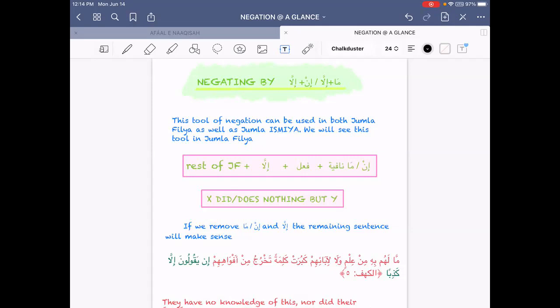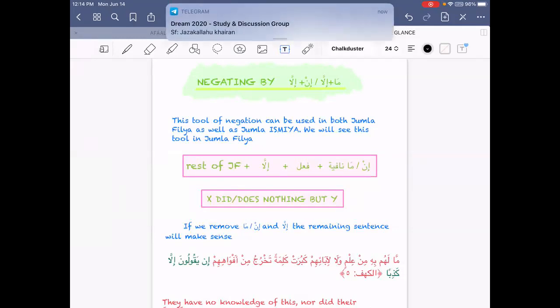So Ma and Illa, In and Illa can come with anything. Just keep this in mind. Just to help you remember that Ma and Illa and In and Illa within a jumla failia can come with past tense and present tense, but they are also used for negation in both jumla failia as well as jumla ismiya. Now we will see jumla ismiya later on when we do the jumla ismiya negation, inshallah. So here you've got In or Ma Nafia.